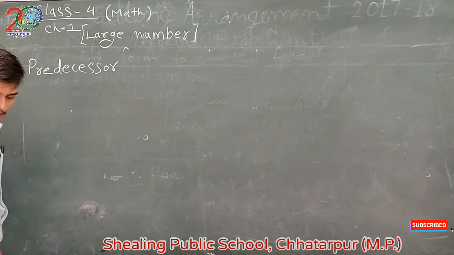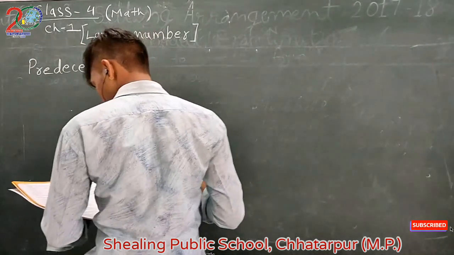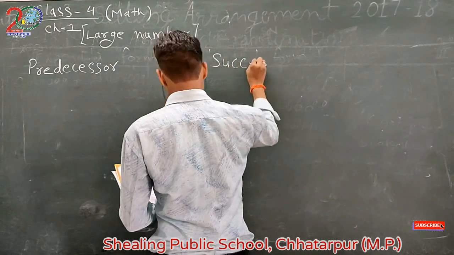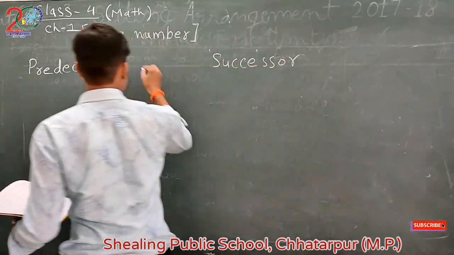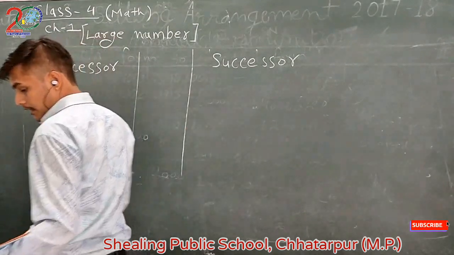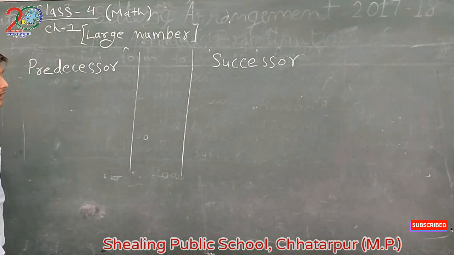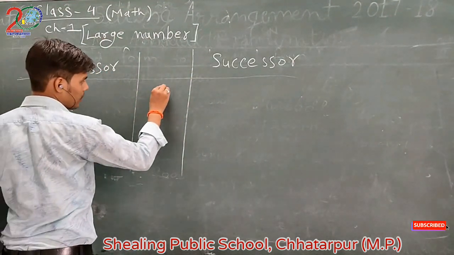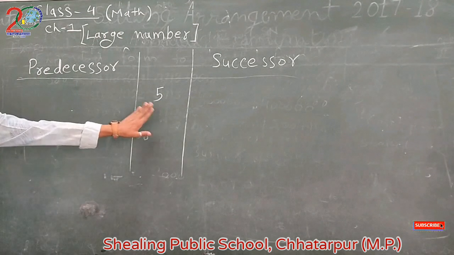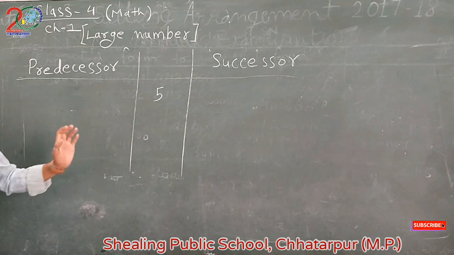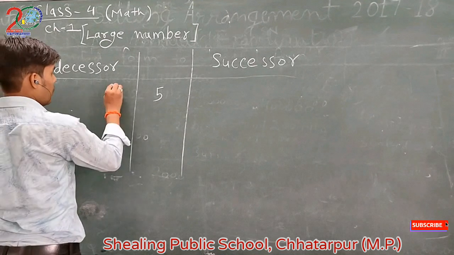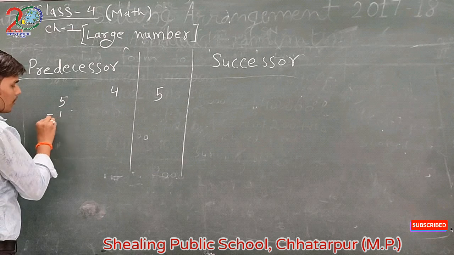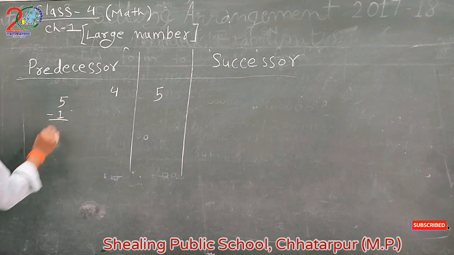Predecessors and successors. Okay, predecessor and successor. So how can we write down the predecessor and successor? Okay. So one example like 5. Before 5, what digit? It's 4. How can we find that number? We subtract 1 from 5. So we find the 4.